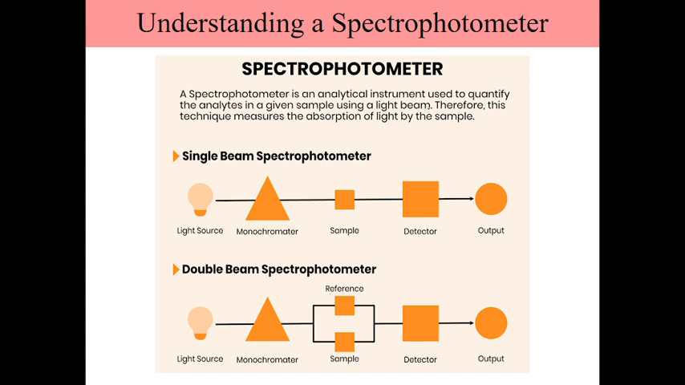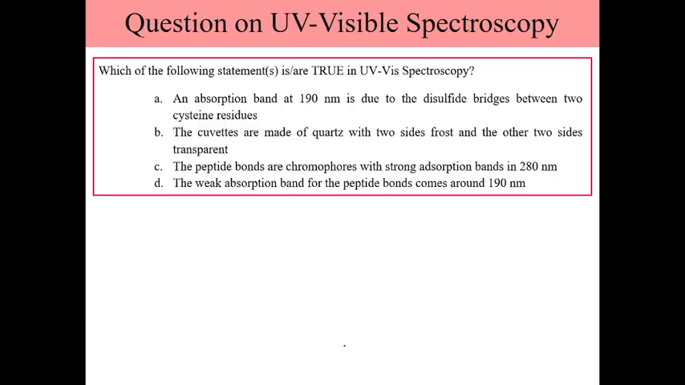A spectrophotometer is an analytical instrument used to quantify the analytes in a given sample using a beam of light. This technique measures the absorption of light by the sample. In a single beam spectrophotometer, there is a single beam of light with no beam splitting, but in a double beam spectrophotometer, there is beam splitting, and it goes to the reference and the sample. Okay, the next question is on UV visible spectroscopy, and they are asking which of the following statements is true in UV visible spectroscopy.